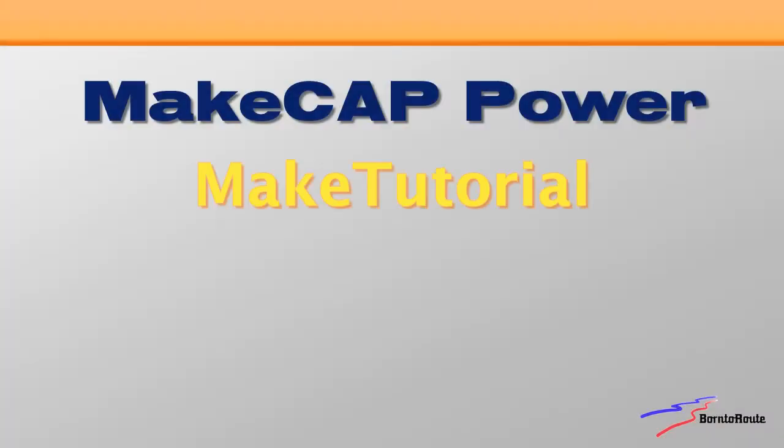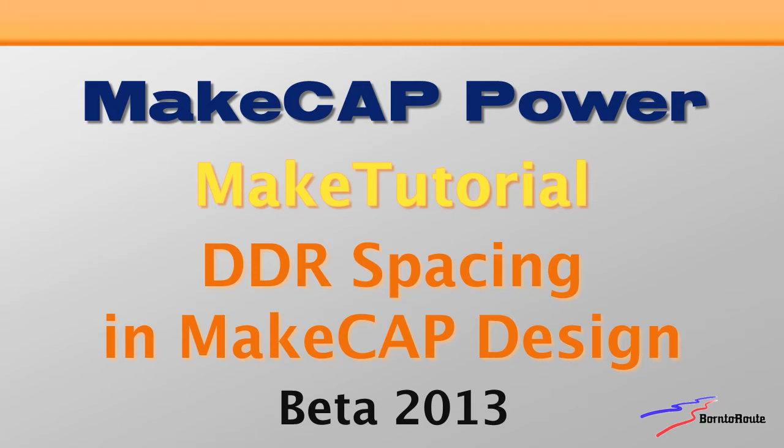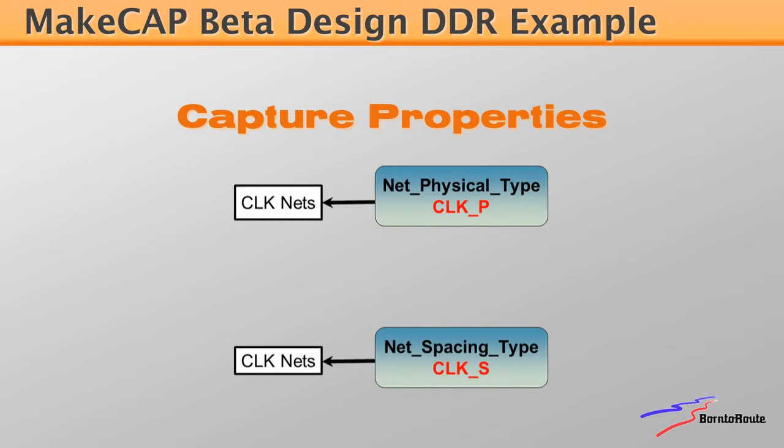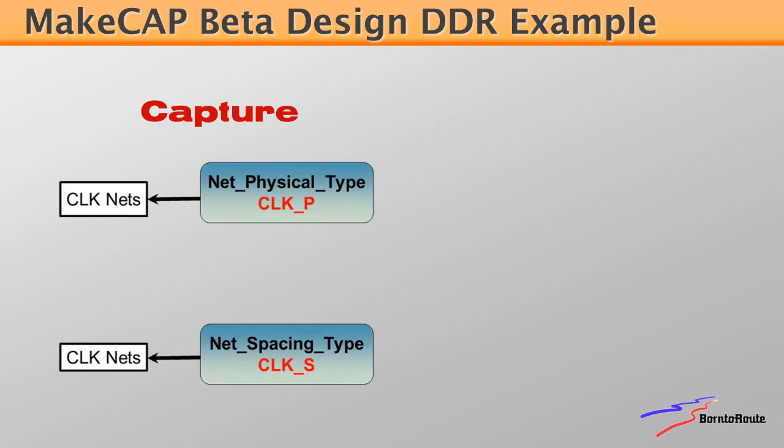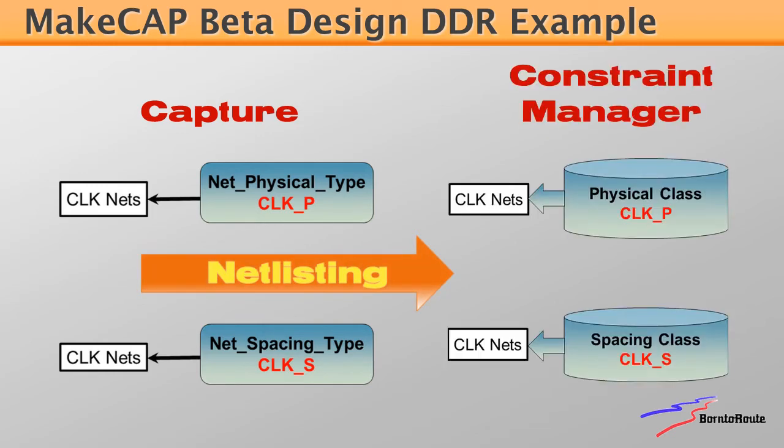Here's our Make tutorial on using MakeCAP's new design features in Beta 2013 for DDR spacing. Capture properties for net physical type and net spacing type are assigned to nets. They don't exist by themselves in Capture. And when Capture is net listed to Constraint Manager and Allegro, these properties are converted, mapped, and translated into classes of the same name. But classes themselves don't exist in Capture, and these properties don't exist unless assigned to nets in Capture.